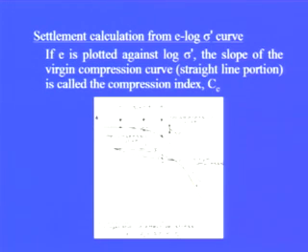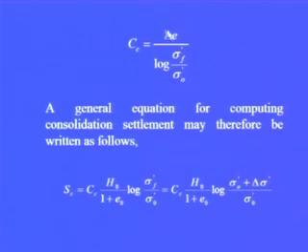Now this you must have studied in the soil mechanics course. So from the e-log sigma bar curve of the normally consolidated clays, we can obtain compression index as delta e upon log of sigma f dash divided by sigma 0 dash. Now from this we can express this delta e in terms of Cc, compression index, and hence the general equation for computing consolidation settlement may therefore be written as Sc equal to Cc H0 upon 1 plus e0 log of sigma f dash divided by sigma 0 dash.